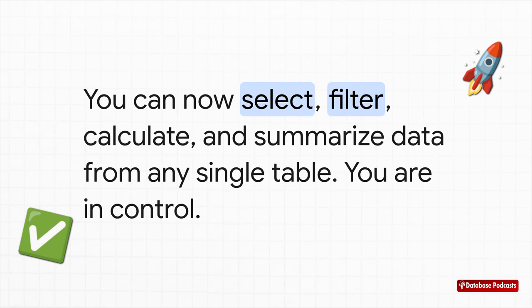So let's do a quick recap. We started by picking specific columns to cut down the noise. Then, we used the where clause and all its powerful operators to filter down to the exact rows we needed. And just now, we used expressions and aggregate functions to calculate and summarize our data. You have all the tools. You are in control of your data.